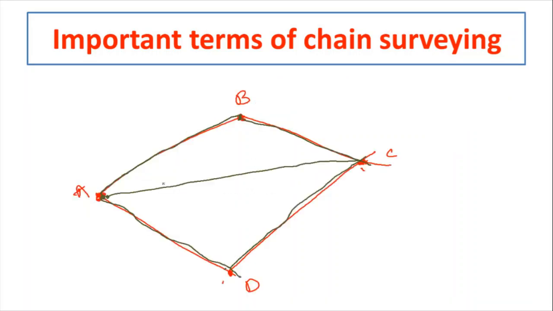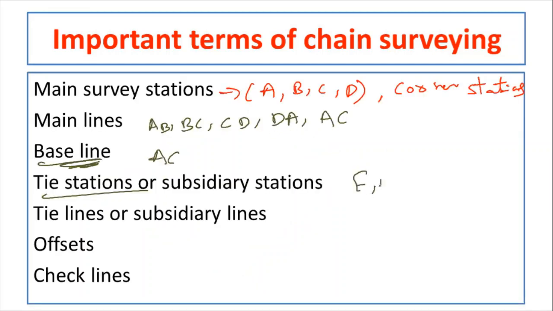Now if there are any stations on the main survey lines, they are called tie stations. Suppose here is a station, let us call it E, here is the station F, here is the station G, and here is the station H. Whatever the stations on the main survey lines are, they are called tie stations or subsidiary stations. So what are the tie stations here? E, F, G, H. These are the tie stations.